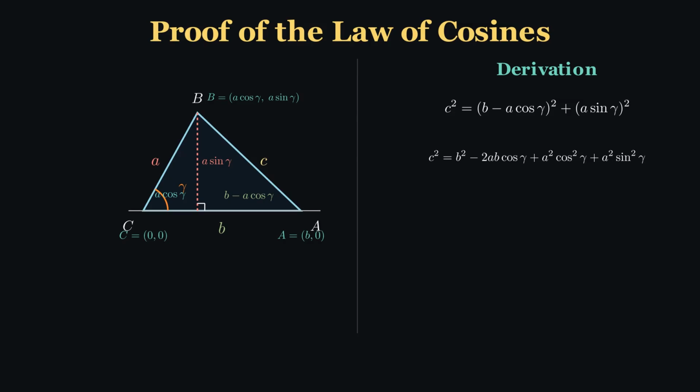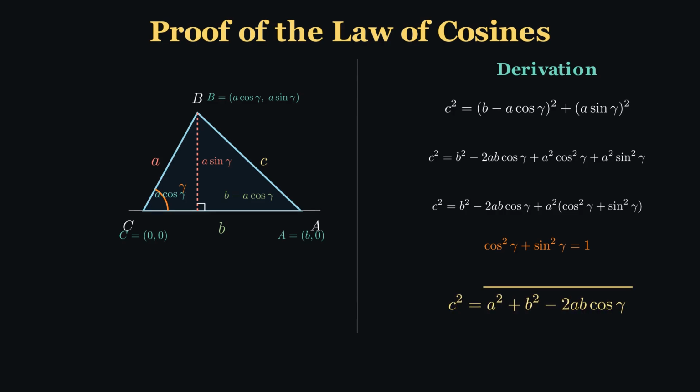Expanding the square gives b squared minus 2ab cosine gamma plus a squared cosine squared gamma plus a squared sine squared gamma. Factor out a squared from the last two terms. Inside the parenthesis, we have cosine squared plus sine squared. The Pythagorean identity tells us that cosine squared plus sine squared equals 1. This is the key simplification.